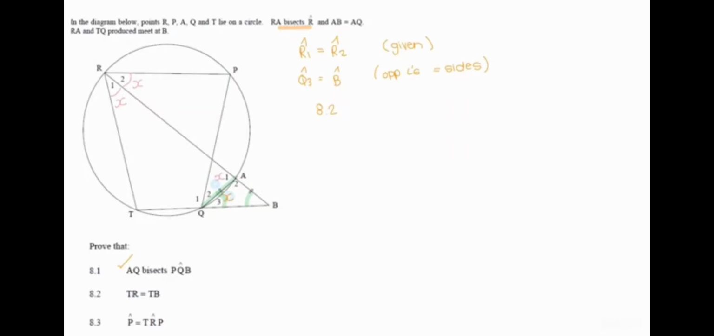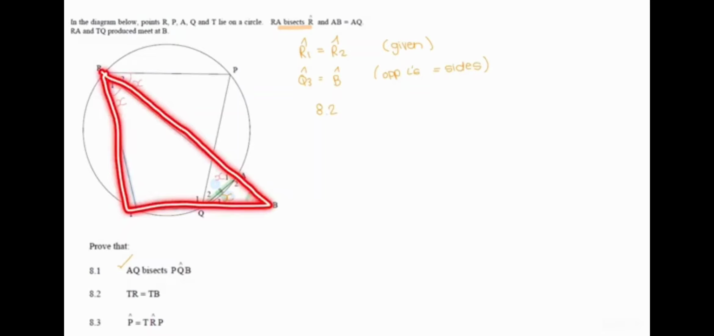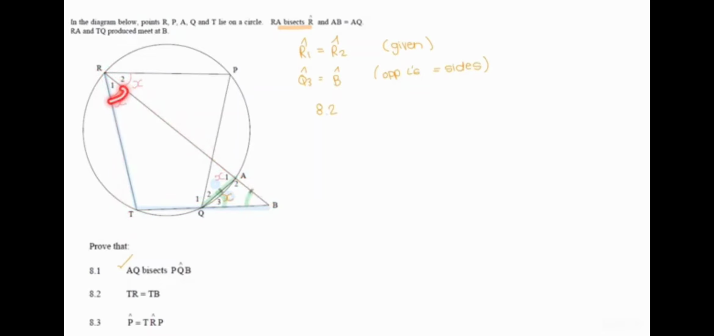So TR is the same as TB. And the way we can do this is using our isosceles principles, okay? Because remember, if we look here, we can see that there is a triangle. So if we can prove that that and that are the same, we prove what is called an isosceles triangle. And what do we know about isosceles triangles? Their opposite sides are equal.